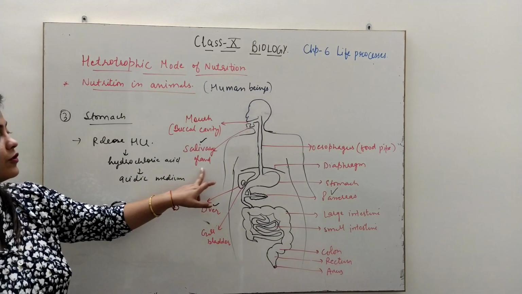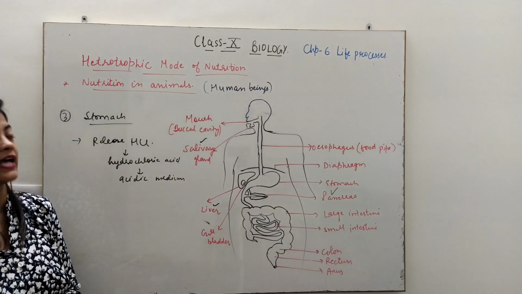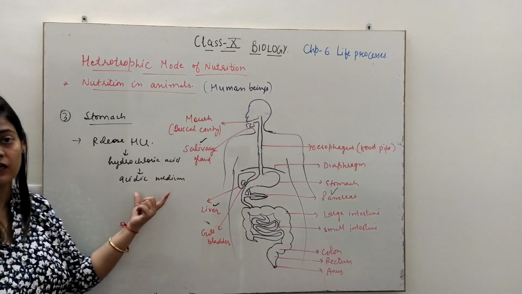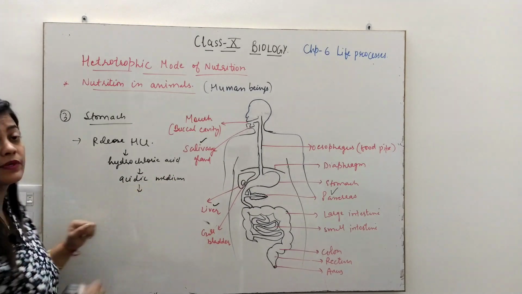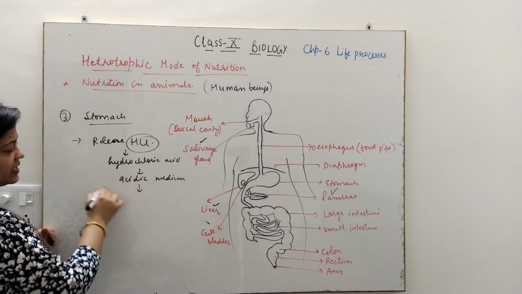And one more thing I forgot to tell you, that saliva which is secreted is alkaline in nature. Okay, so it has basic pH. So after entering into stomach, the HCl will be released in the stomach, which provides acidic medium. HCl has two functions. One is the acidic medium.